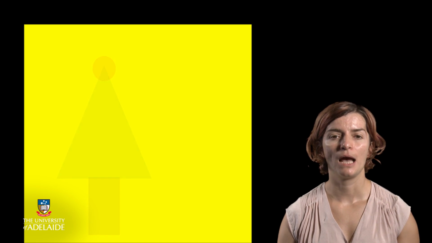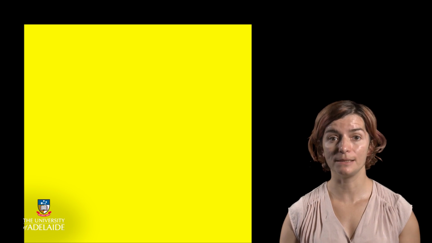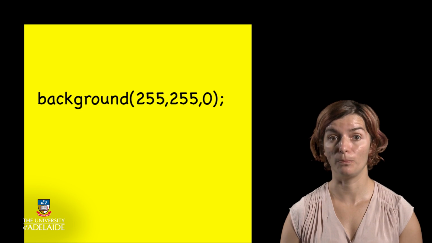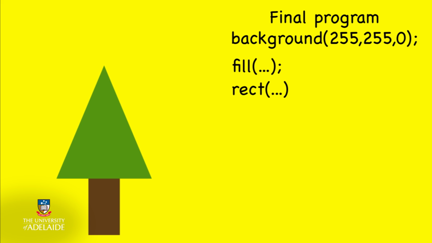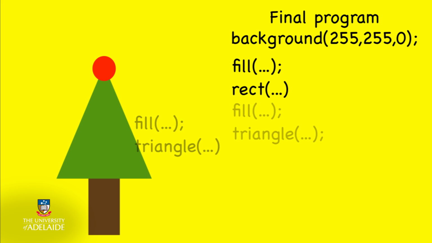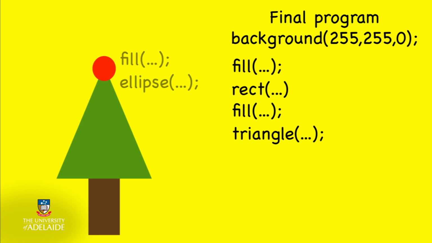Let's try to put it all together. Let's say we want to draw a Christmas tree with a brown trunk, a bright green canopy, and one red globe, all in a bright yellow background. We'll set the background color first, as before, focusing on obtaining a yellow background. Next, we'll draw a brown rectangle representing the trunk, a bright green triangle representing the canopy, and a red circle on top representing the single red globe.